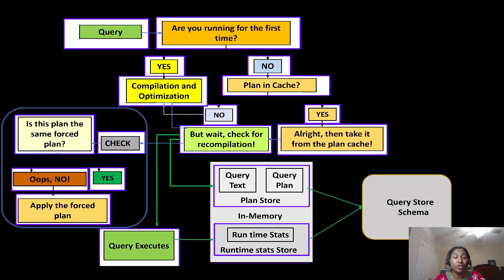Later, once the flush out interval has been reached, which we are going to talk about in the coming slides, all of this collected information in memory, including the runtime stats information, will be flushed out to the disk into the query store schema. This information will also be stored inside the query store schema asynchronously.